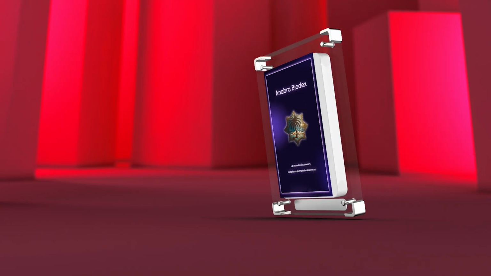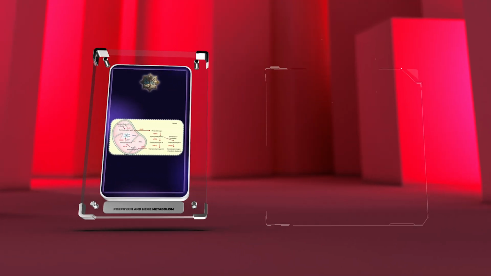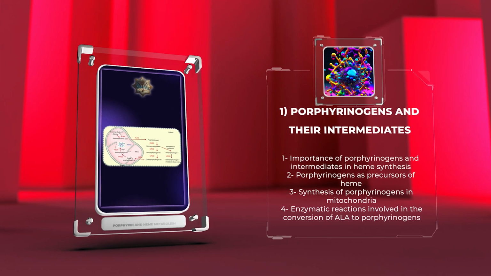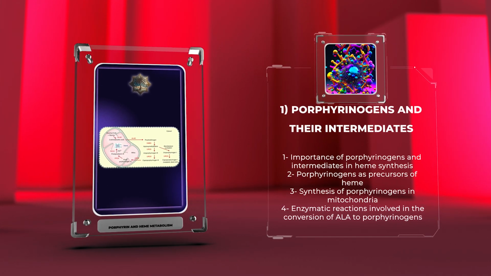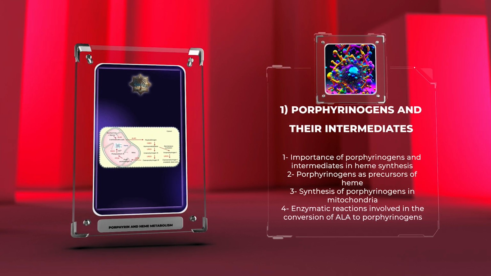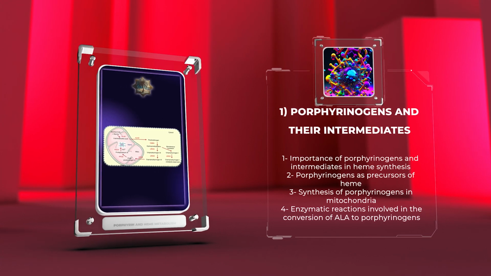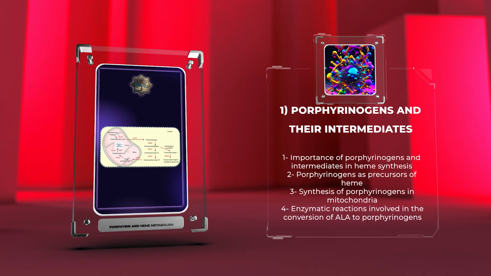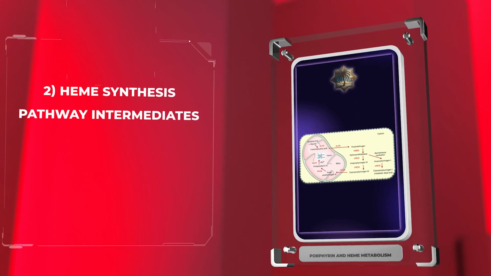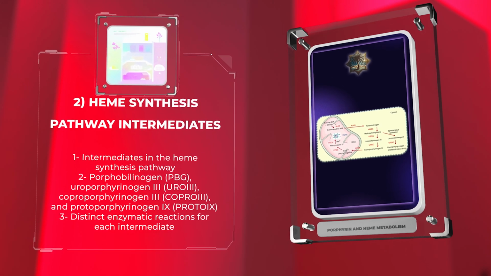To comprehend heme synthesis, it is imperative to first understand the importance of porphyrinogens and their intermediates. Porphyrinogens are the precursors of heme, and these molecules play a crucial role in the formation of the heme structure. The synthesis of porphyrinogens occurs primarily in the mitochondria, with various enzymatic reactions catalyzing the stepwise conversion of aminolevulinic acid, ALA, to porphyrinogens.